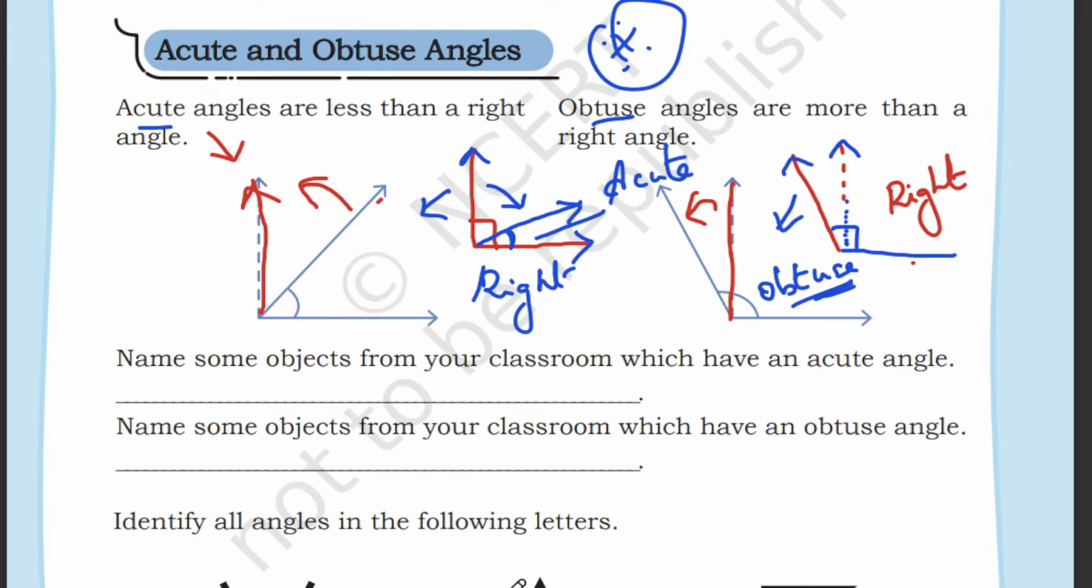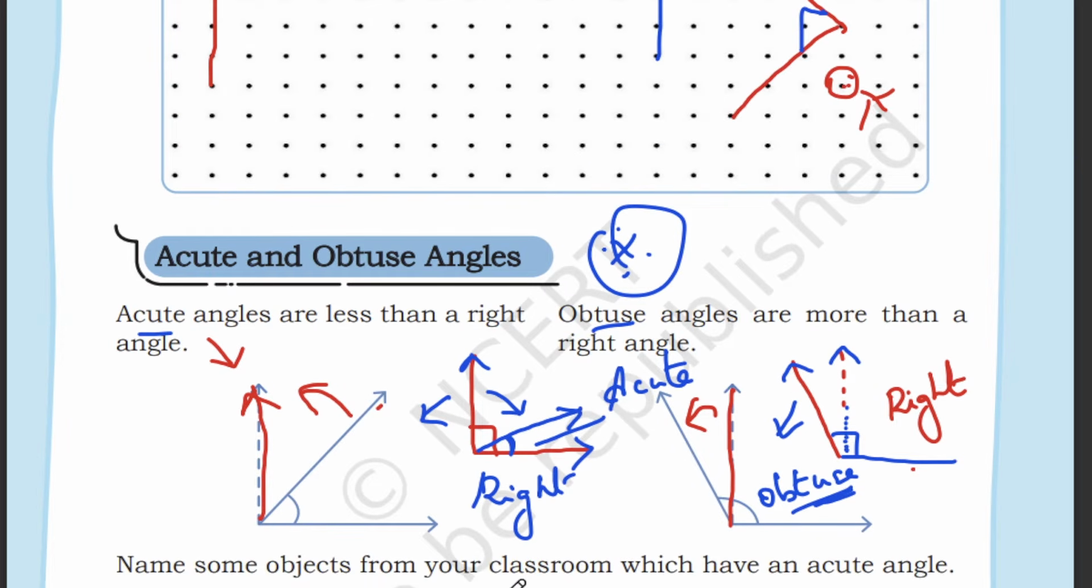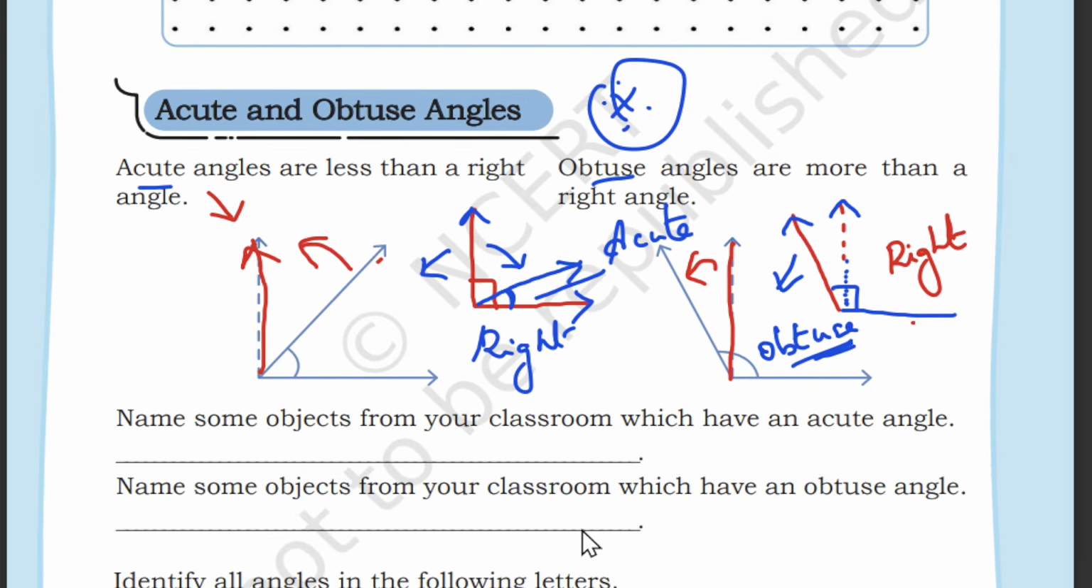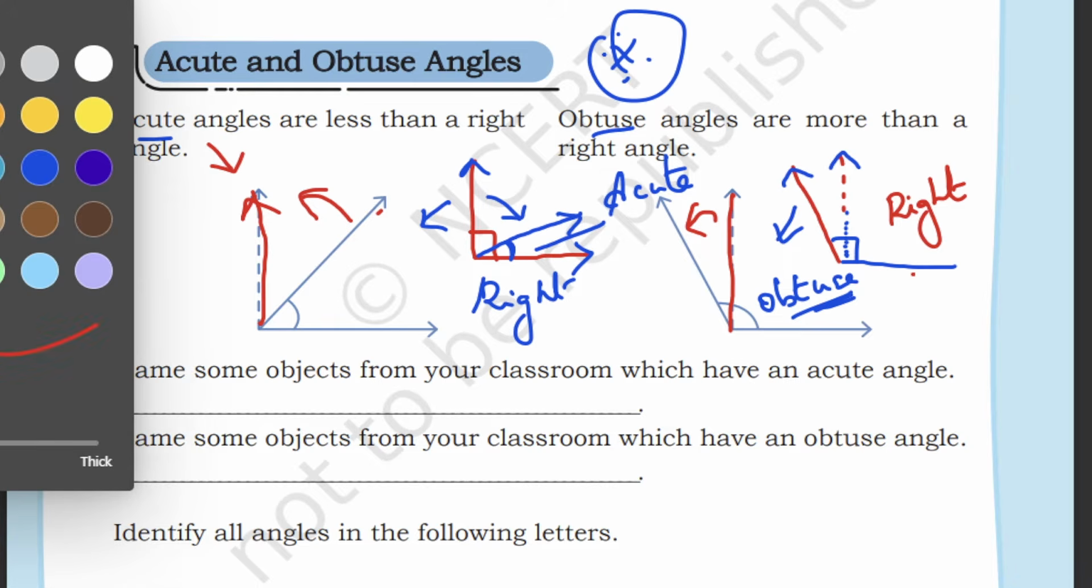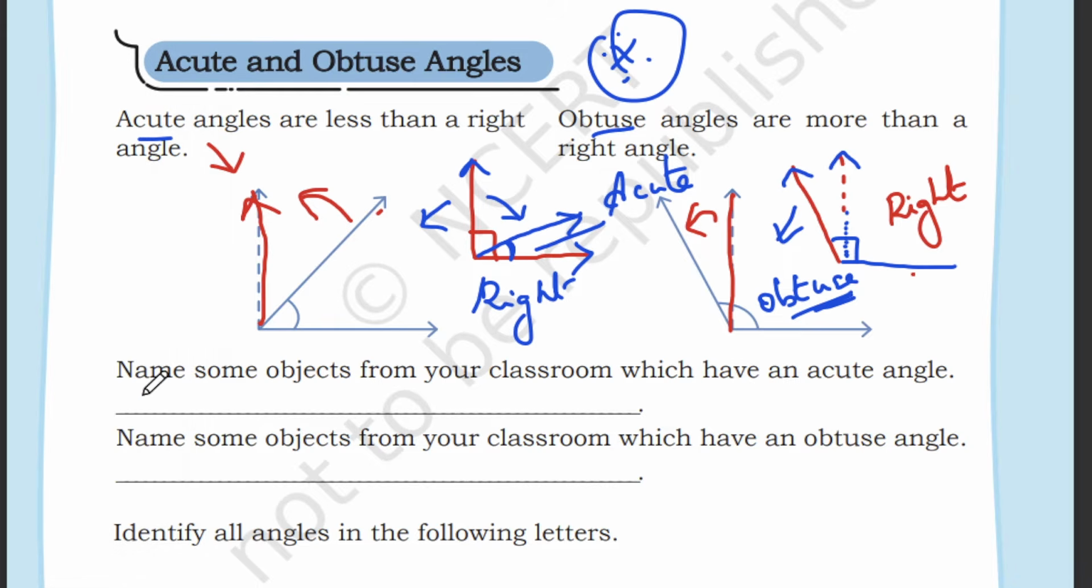Okay. So let's write a few examples and I'll show you how it comes as an acute or an obtuse. First we will see objects in our classroom which have an acute angle. So for acute angles, we have a few examples, but I'm going to write one or two or three examples maybe. So in a clock, we have a clock in our classroom.